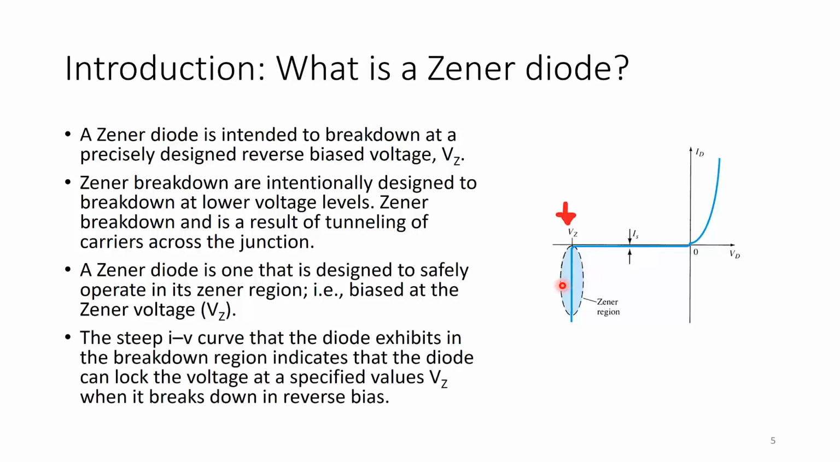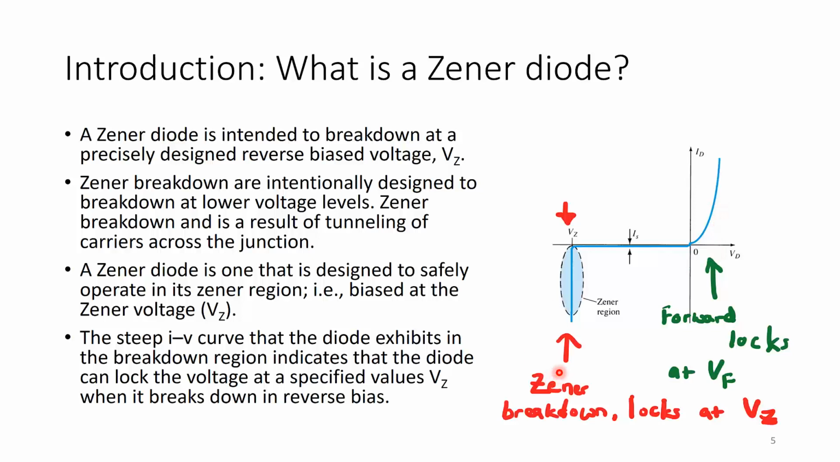So the IV curve is steep, which is good. This steepness indicates that the diode in the breakdown region can lock the voltage at a specified value VZ when it breaks down in the reverse bias, just as it locks a value at VF when it turns on in the forward bias. So here the forward bias locks at VF, and here the Zener breakdown locks at VZ.